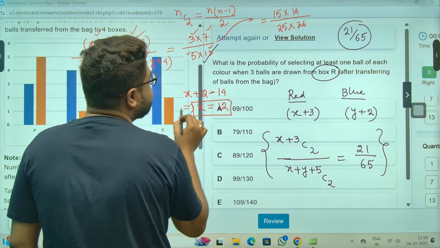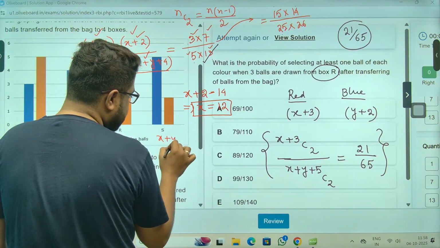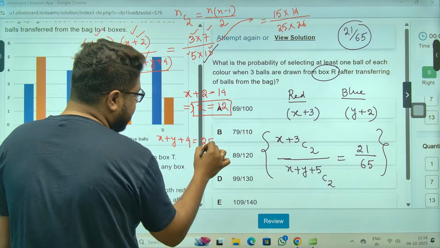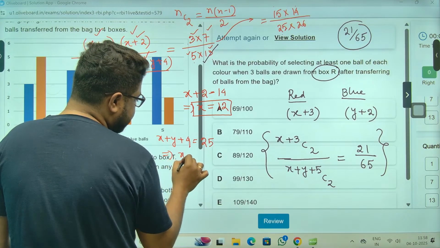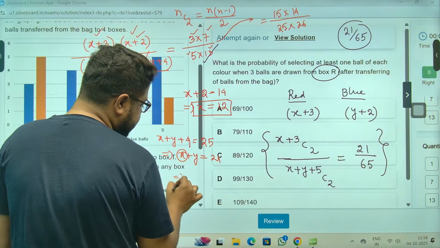And what about y, sir? Sir, x plus y plus 4, the smaller number. In the denominator, the smaller number is 25. So x plus y is 21. X is 12, sir. So y is 9.